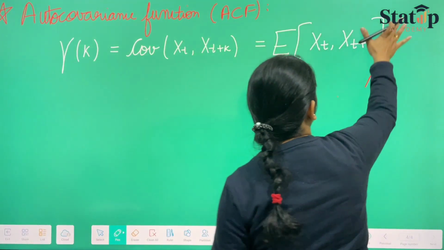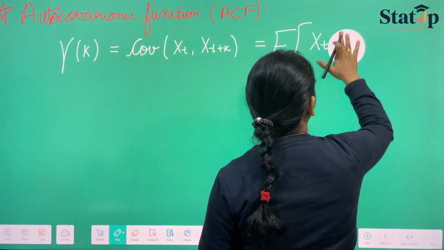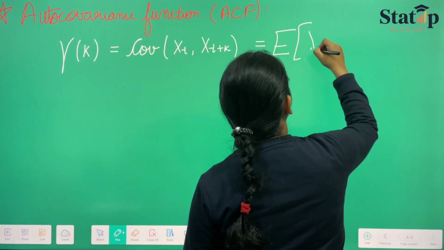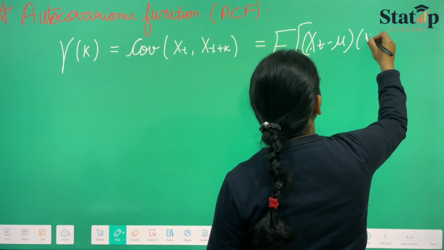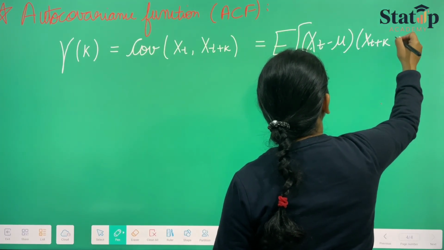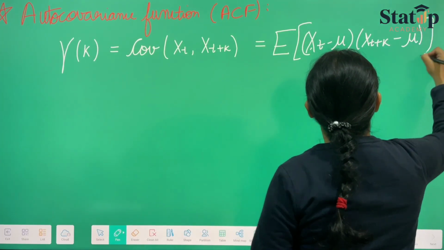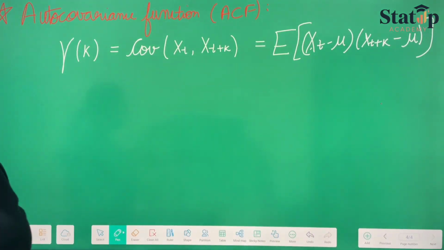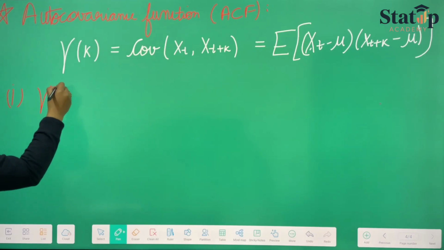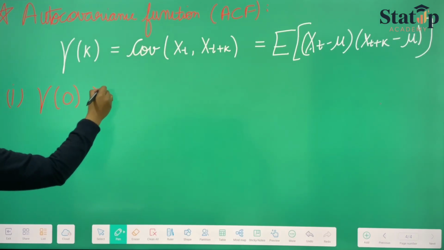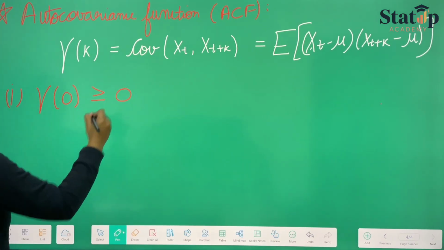Sorry, estimation would be some minus mean also. Xt minus mu if the mean is mu, and xt plus k minus mu. This was the formula for autocovariance. So the first property would be autocovariance of lag 0 would always be greater than equal to 0.